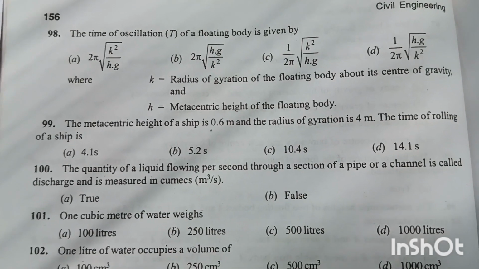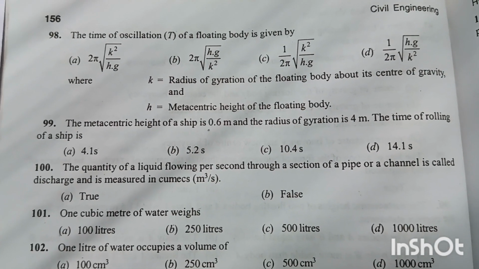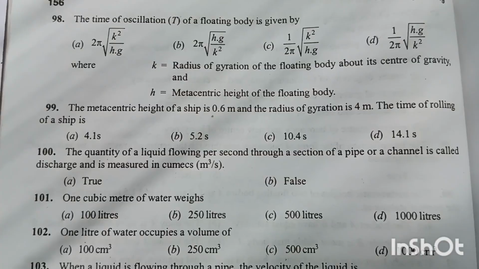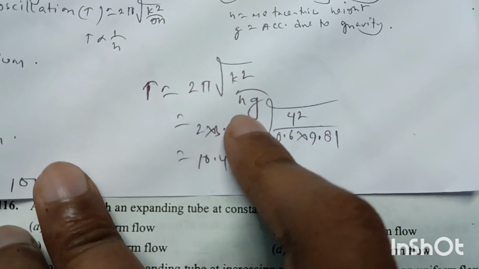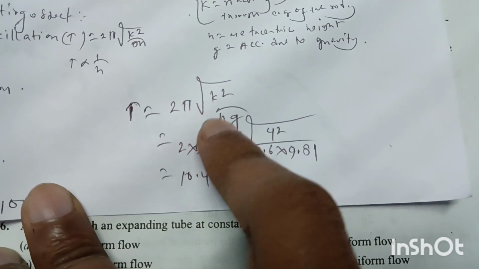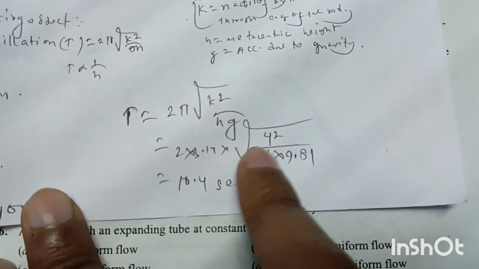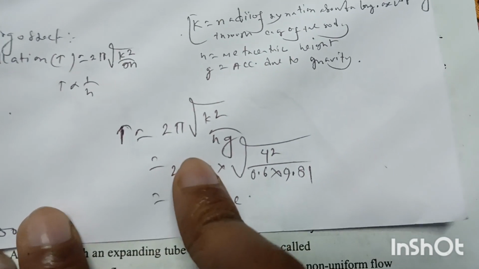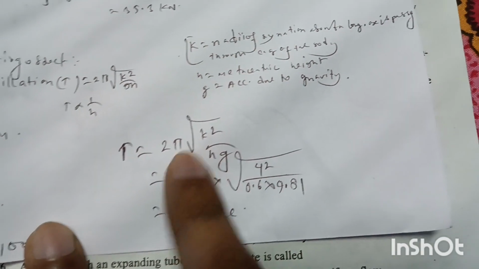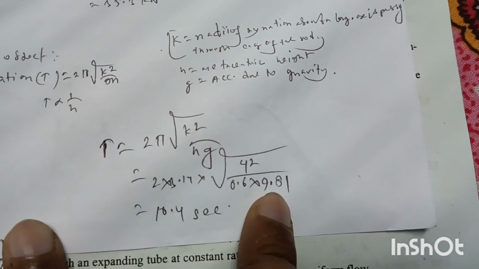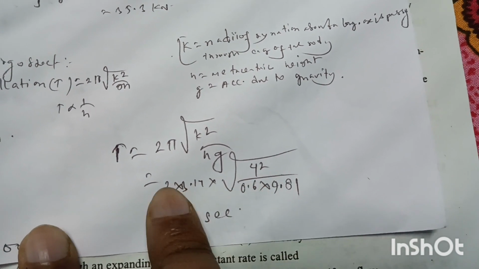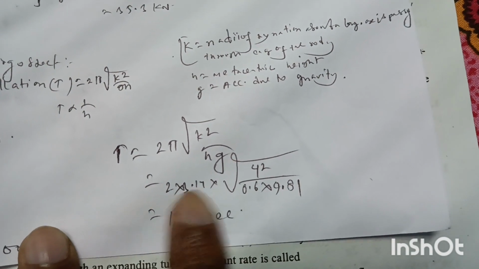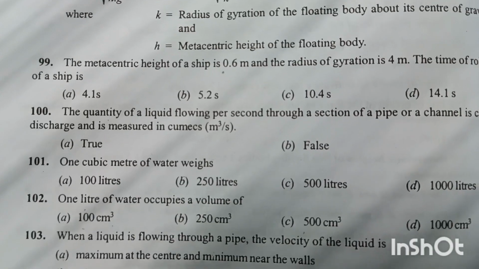Question number 99. The metacentric height of a ship is 0.6 meter and the radius of gyration is 4 meter. The time of rolling of a ship is. We know the formula for time of oscillation T equal to 2 pi into root over of k square by h into g. So we have k, the radius of gyration, equal to 4 meter, h, the metacentric height, equal to 0.6 meter, and g is the acceleration due to gravity, which is equal to 9.81 meter per second square. If we put the values into the equation and calculate, we will get T equal to 10.4 second. Option C is the right answer.